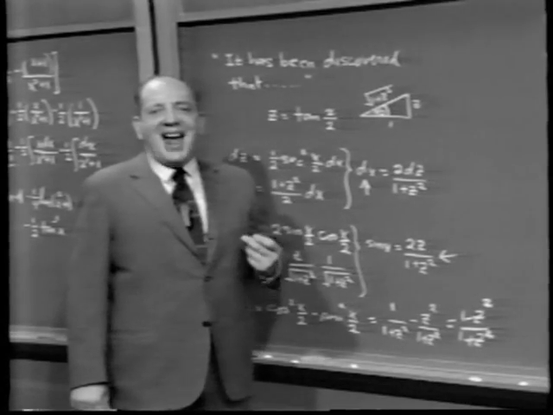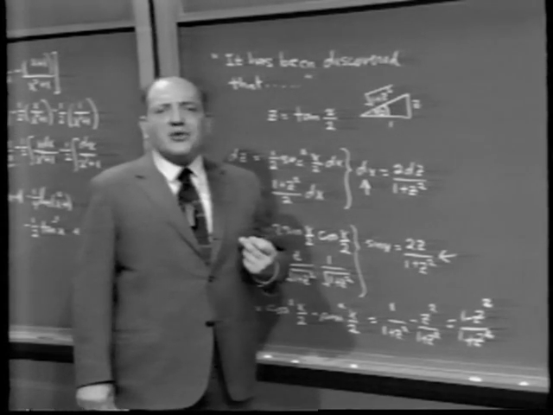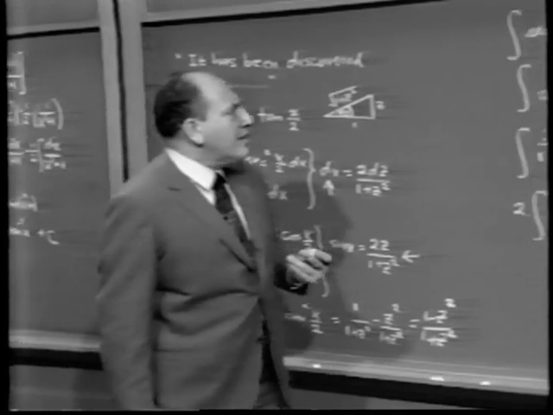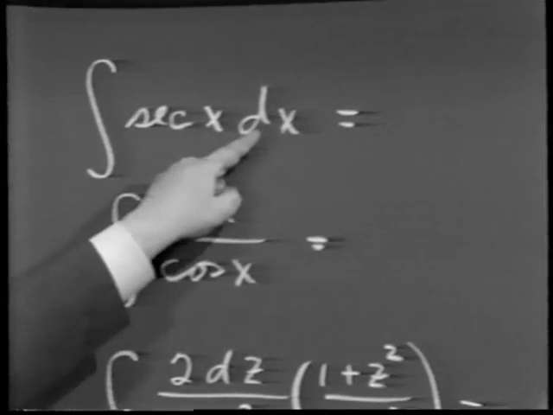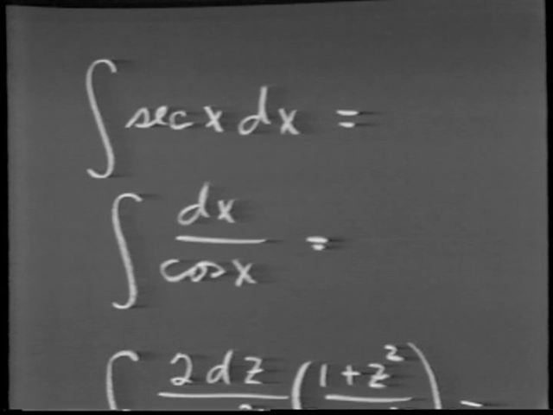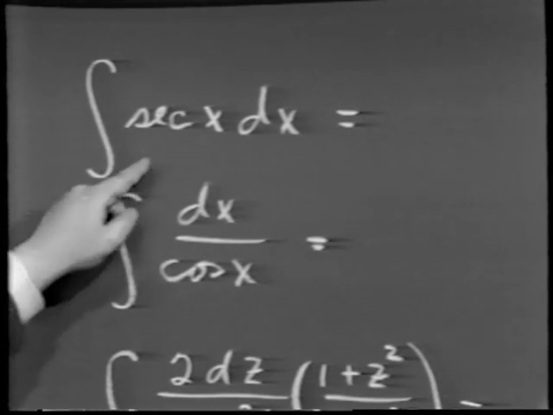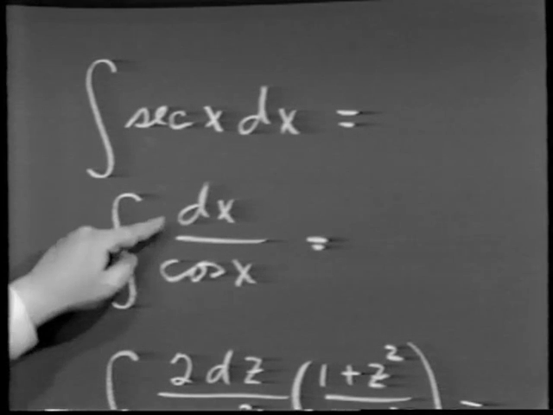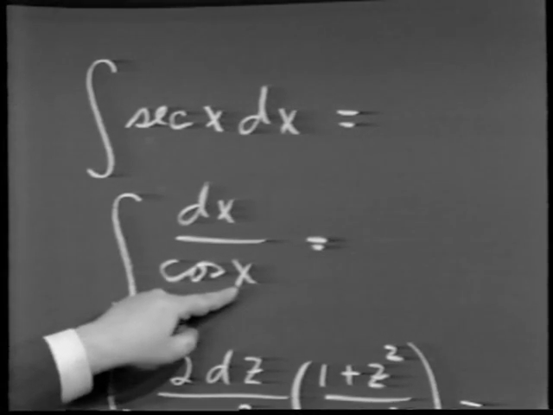In fact, as an application of this, let's come back to an integrand that's been giving us some trouble for quite some time now. Let's look at the integral secant x dx and see if we can't use this technique that we've just learned to solve this particular problem. Notice that secant is 1 over cosine. Therefore, integral secant x dx is integral dx over cosine x.